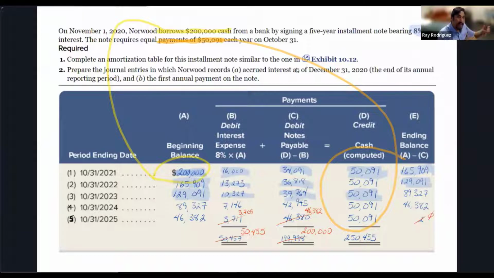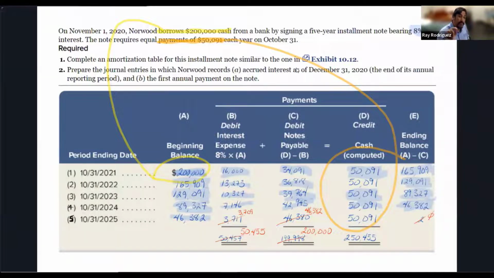Beginning balance minus that principal payment gets us our new ending balance. And that new ending balance is next year's beginning balance. Times 8% is your interest. The payment minus the interest is the principal piece. The beginning balance minus the principal payment is our ending balance. Our ending balance for this year is our beginning balance for next year. And we're almost done.